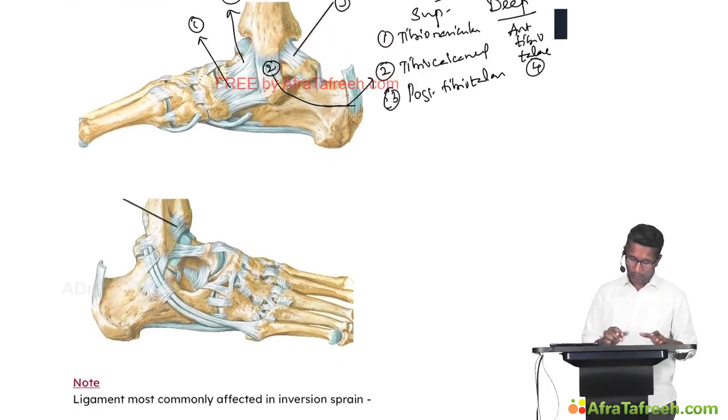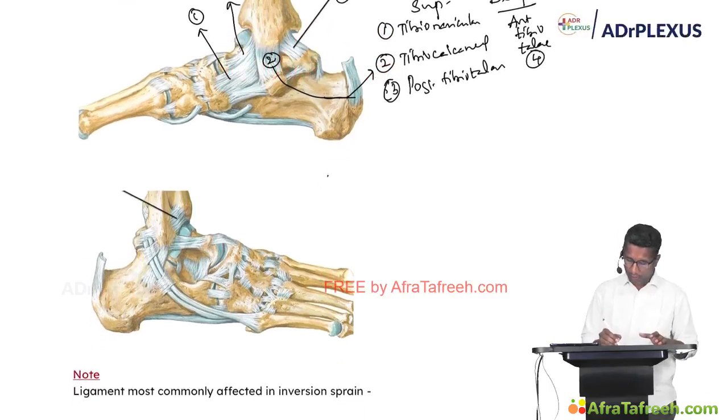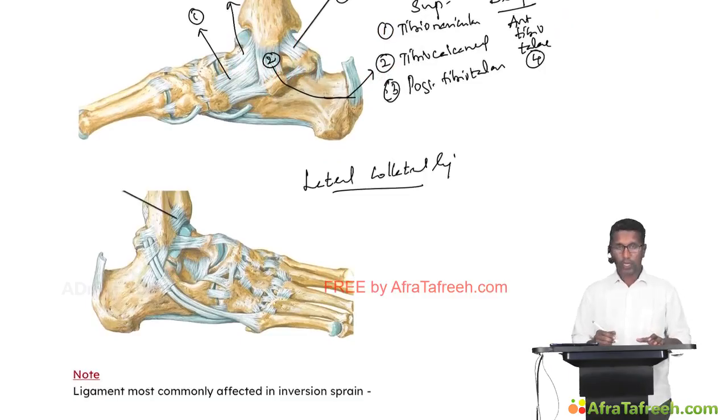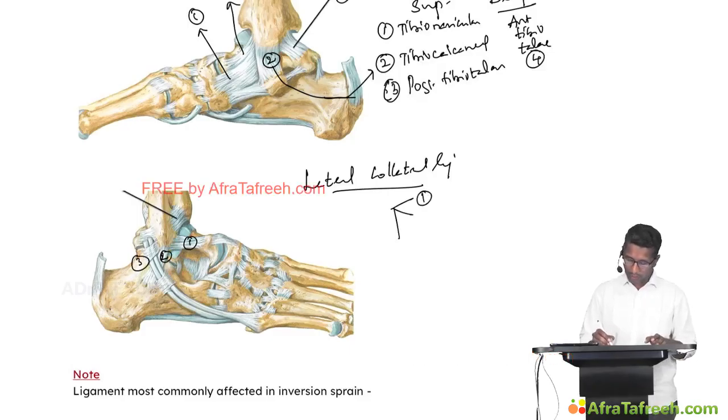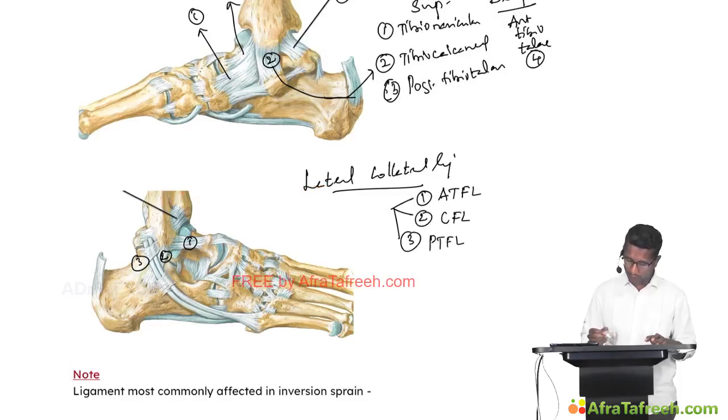Okay, on the lateral side, you've got the lateral collateral ligament. This lateral collateral ligament has got three components. This is 1, this is 2, and this is 3. So what are those? 1 represents the anterior talofibular ligament, 2 represents the calcaneofibular ligament, and 3 represents the posterior talofibular ligament.